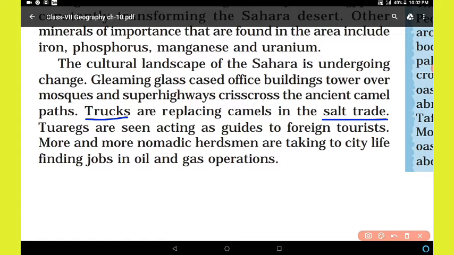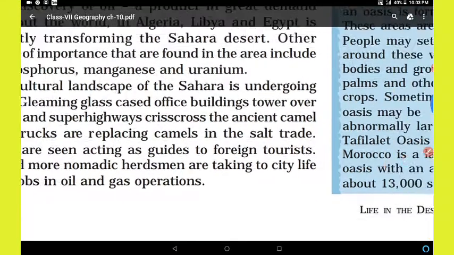Tuaregs are seen acting as guides to foreign tourists because they provide the basic knowledge about the particular region. More and more nomadic herdsmen, those who herd animals, are taking to city life, finding jobs in oil and gas operations. So gradually they are leaving their traditional works, traditional activities.